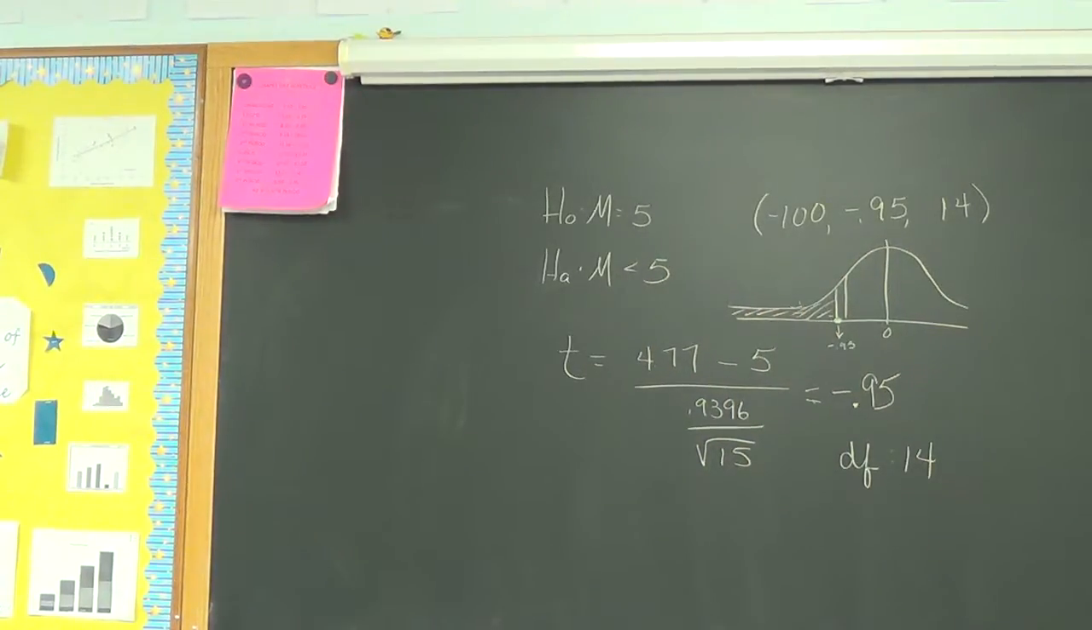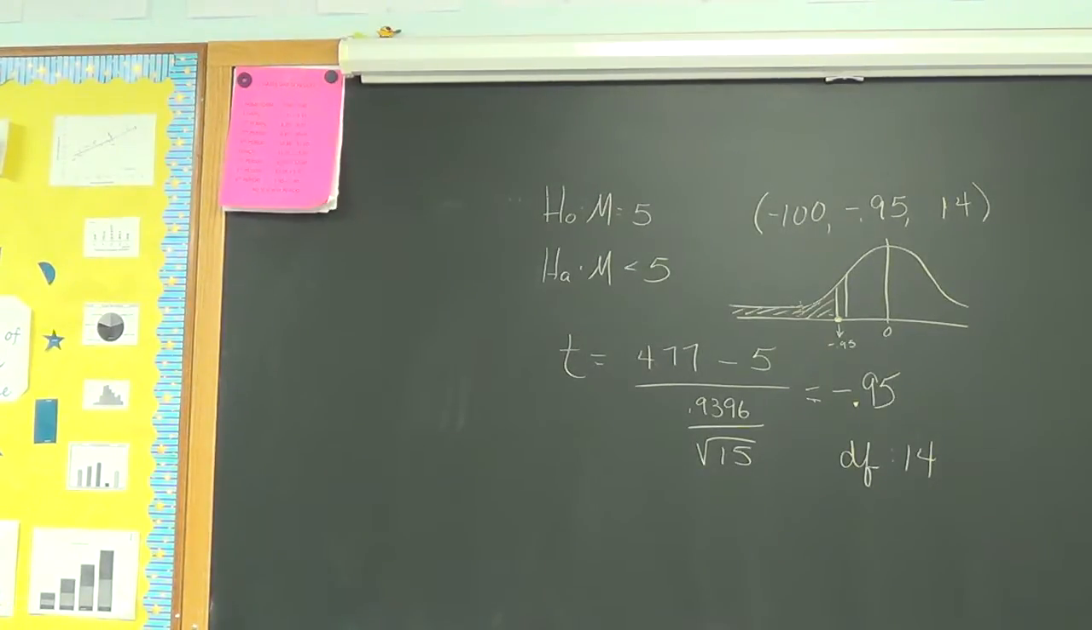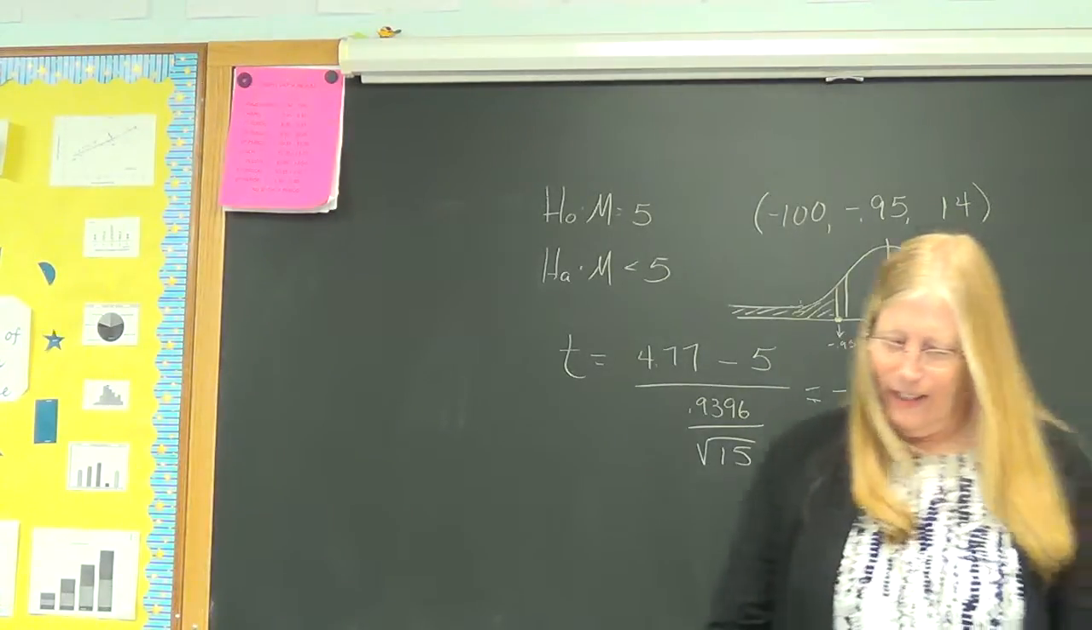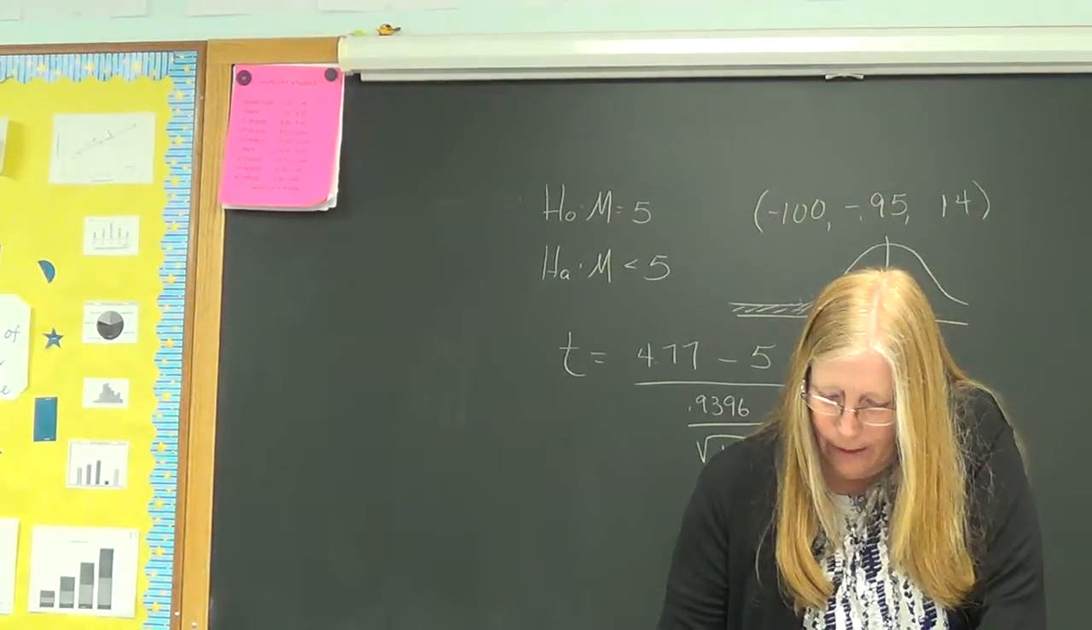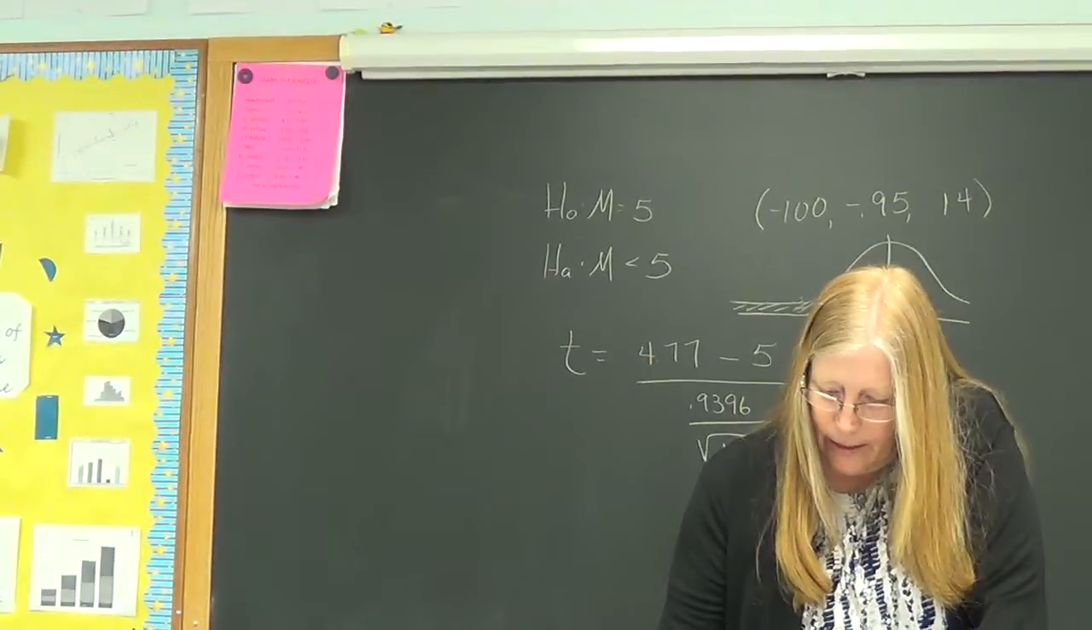How do you not put the negative sign in? If you're using the chart, you ignore the negative sign, but in the calculator, when I put the negative in there, it says an error. Yeah, it does. Let me see if mine does the same. What's the answer? 2nd VARS, tcdf will tell you.